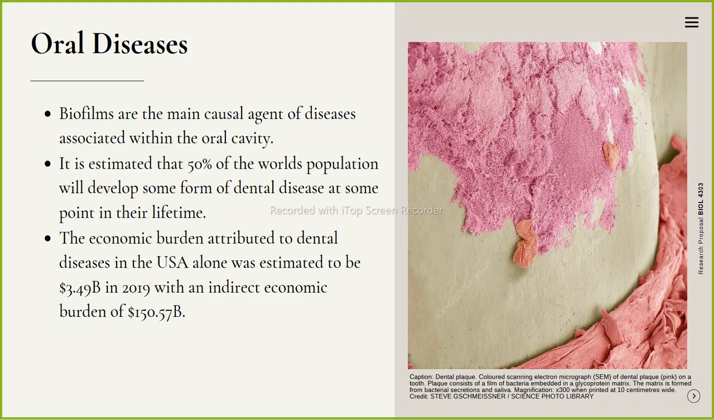With oral diseases, it's estimated that 50% of the world's population will develop some form of dental disease at some point in their lifetime. And the economic burden attributed to this is immense. In the USA alone, in 2019, this cost about 3.5 billion as a direct cause, with also an indirect economic burden of over $150 billion.